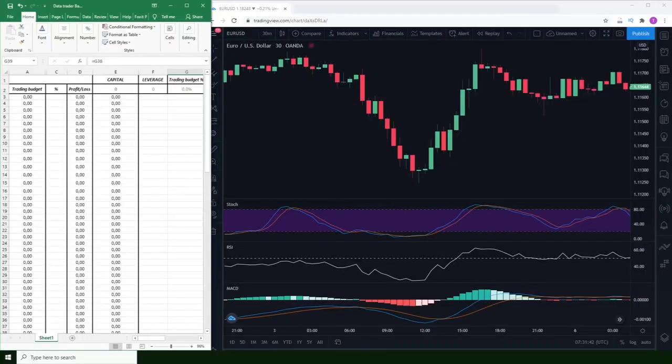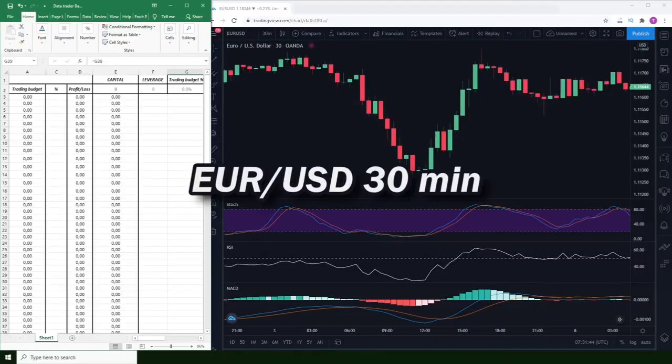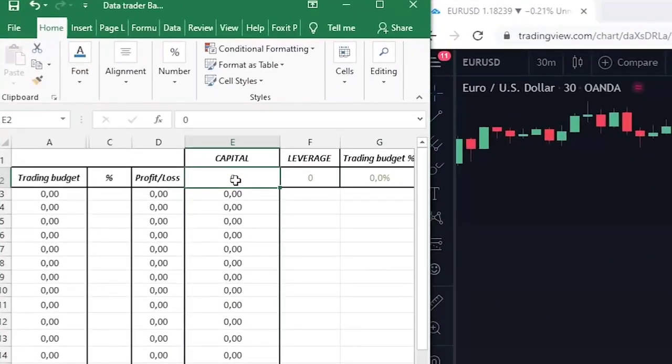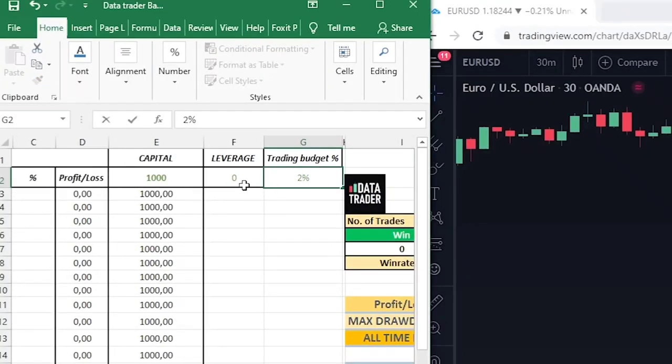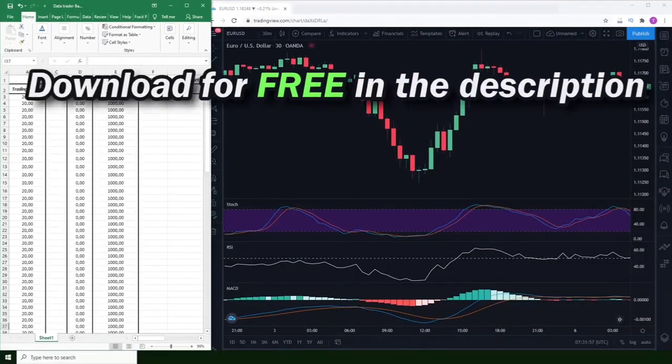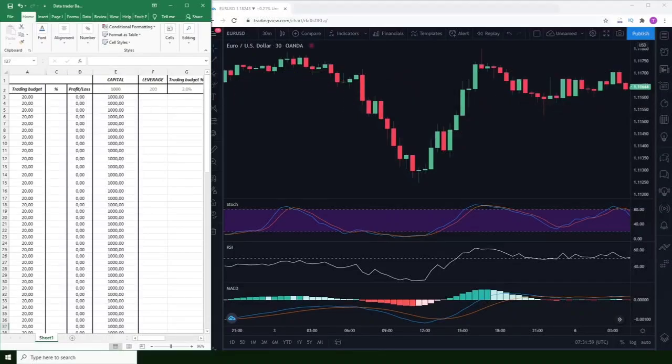For this backtest, I'm going to use the EUR/USD 30-minute time frame with a starting capital of $1,000. And for our money management, we are risking 2% of total capital per trade, and for each trade, we are using 200 times leverage. By the way, you can download this backtesting tool for free in the description below. So without further ado, let's start backtesting.